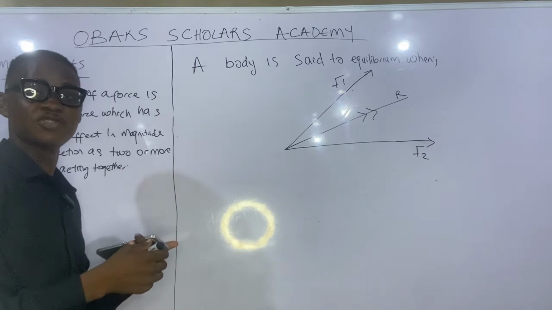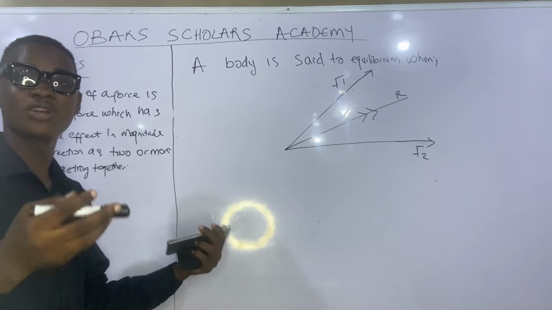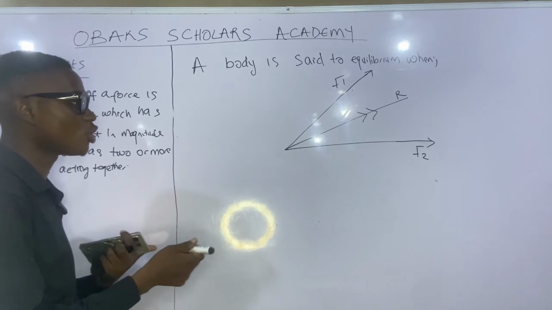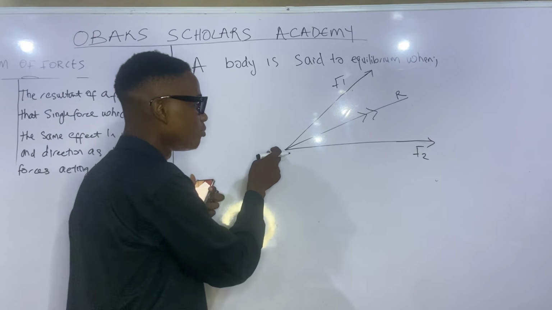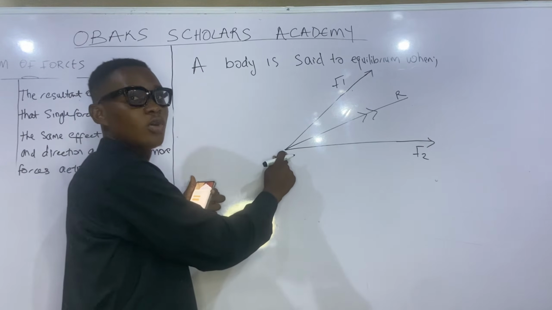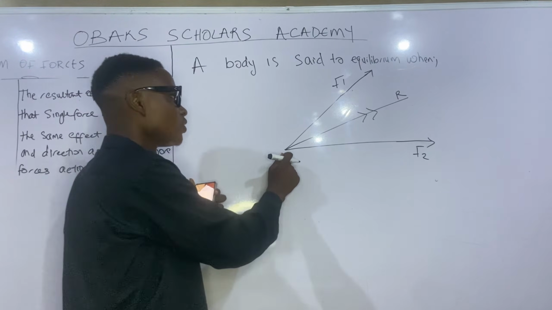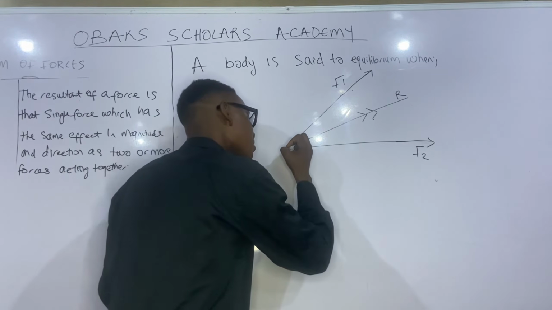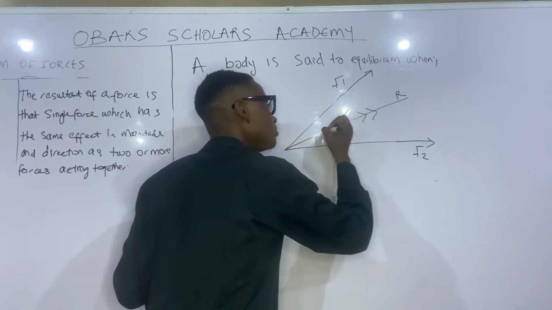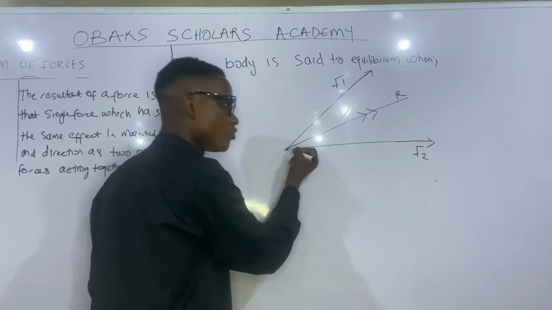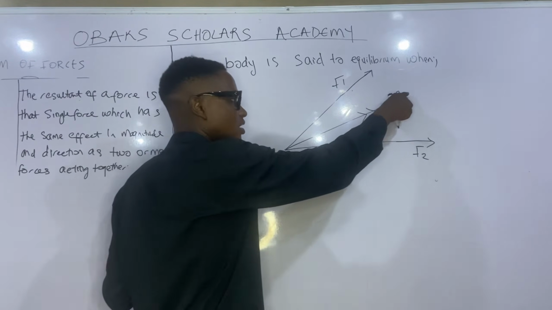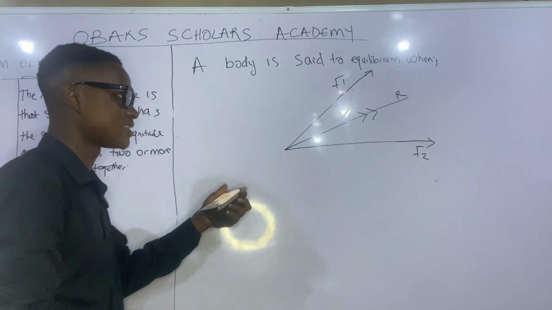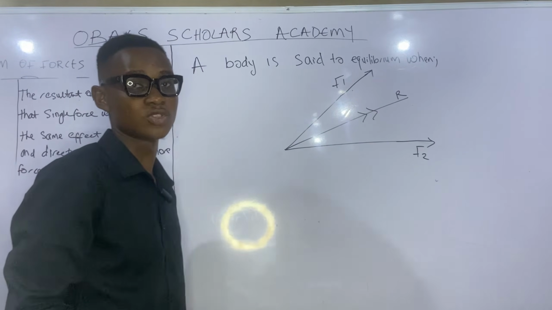So to get the resultant force, we use the parallelogram law of vectors. When we use it, we draw the resultant force from the point of intersection of the two forces acting together. This is the first force, this is the second force. When we draw this line from the intersection of these two forces, that is the resultant force. This resultant force has the same effect as these two acting together.